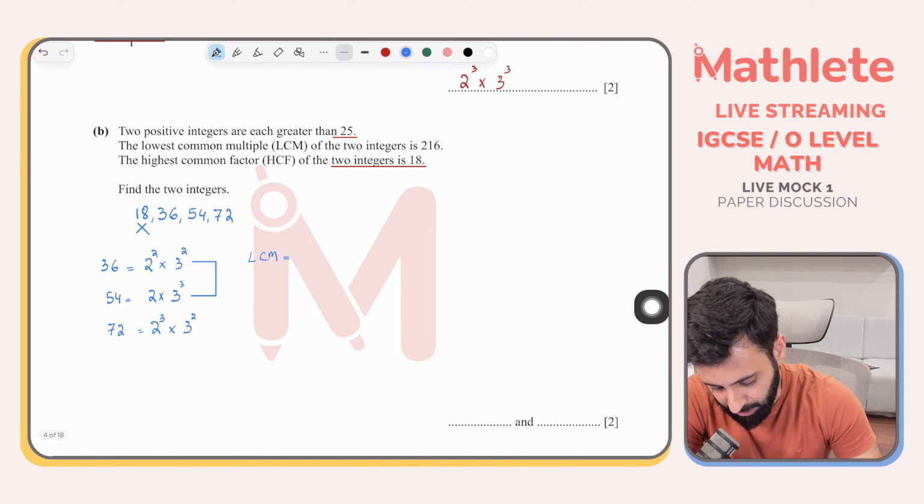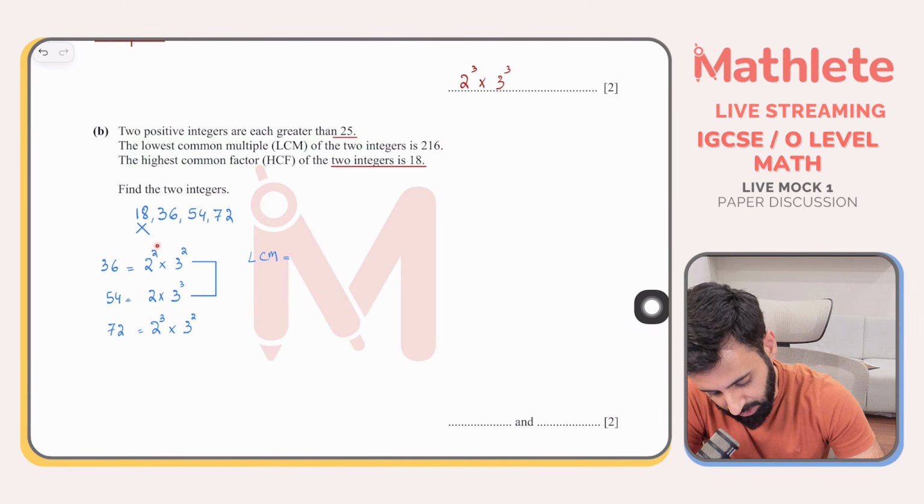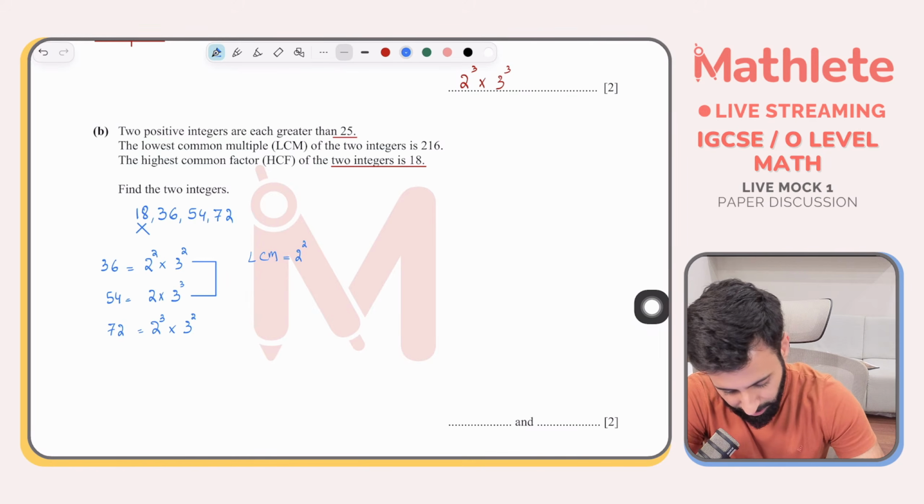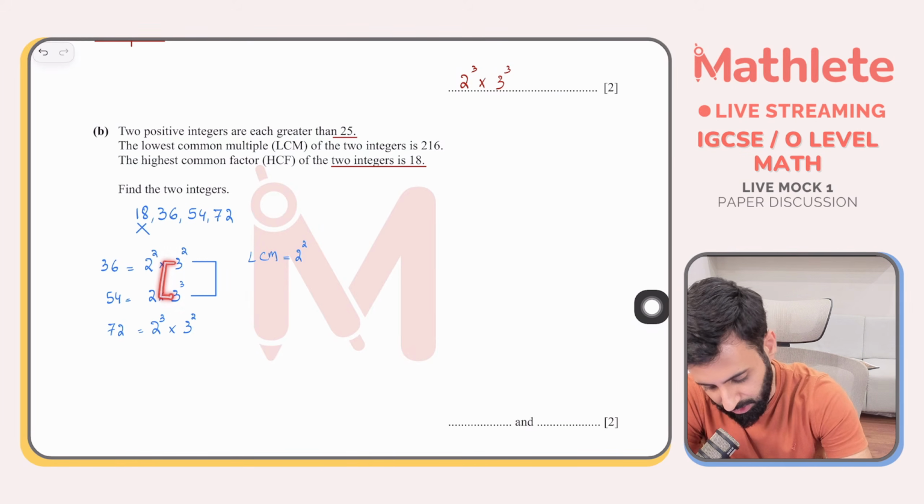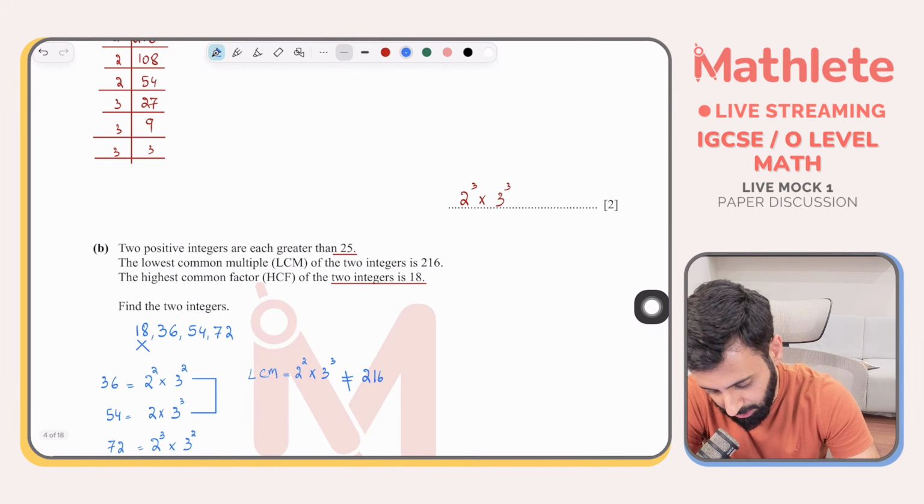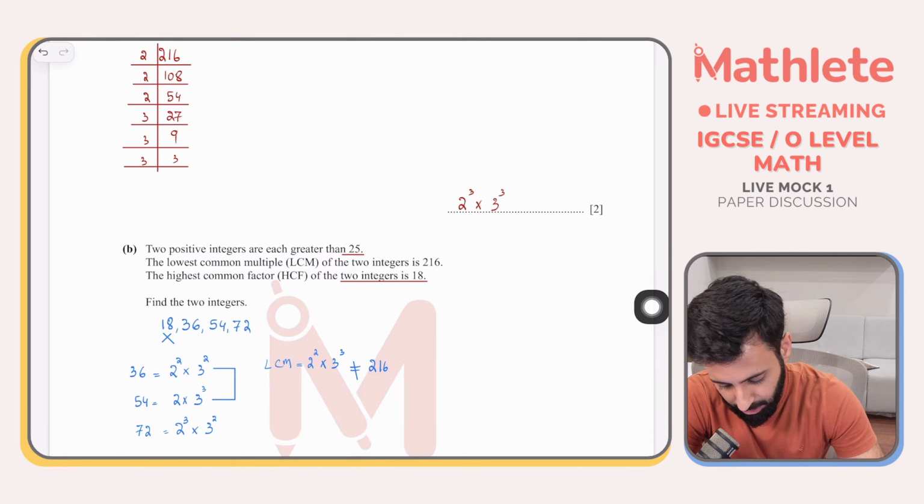We take the highest powers. So if I compare these two numbers and I take the LCM, who wins? 2 square or 2? 2 square wins. Then we have 3 square and 3 cube. Who wins? 3 cube wins. Is this equal to 216? Nope, it's not. And how do I know this is not equal to 216? Here is the prime factorization of 216.